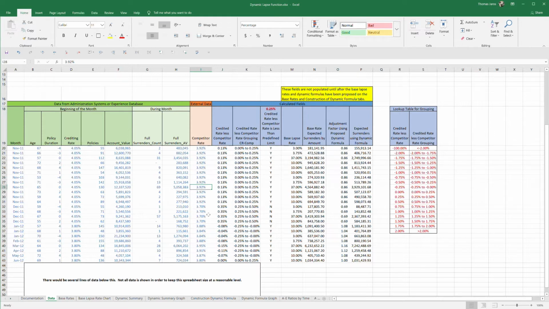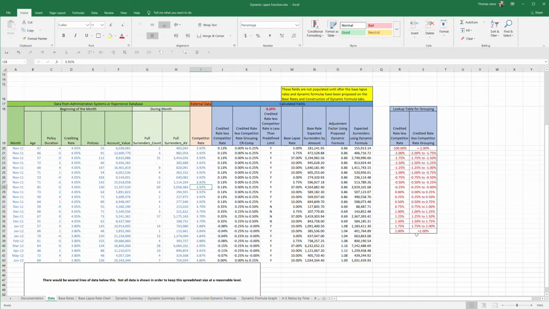In this case, it's being pulled from something like a Bloomberg machine, but you can always get historical data from one of those services. I'm going to be taking the data here, which is the credited rate less the competitor rate, and I'm going to be grouping it because there's way too many values here. I'm going to group it into 25 basis point brackets. I have a little table over here on the right side that I'm using as a lookup. It goes back and looks up where that difference lies, and puts it into one of these groupings.